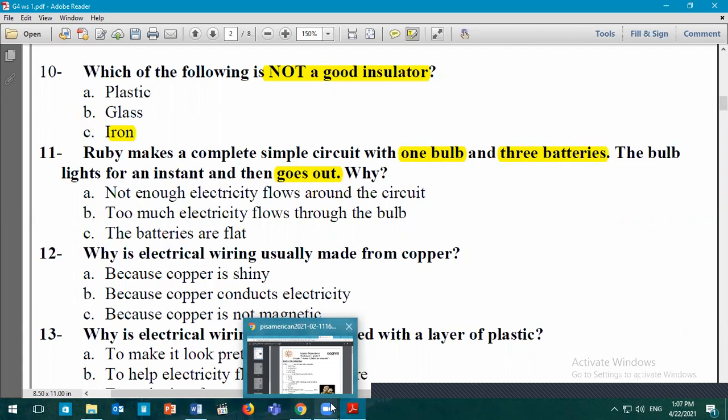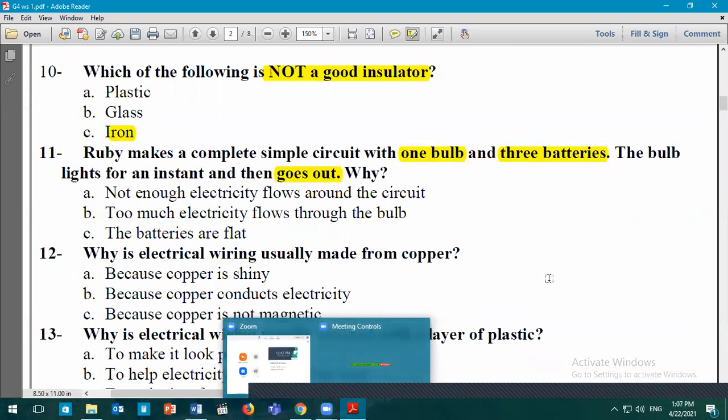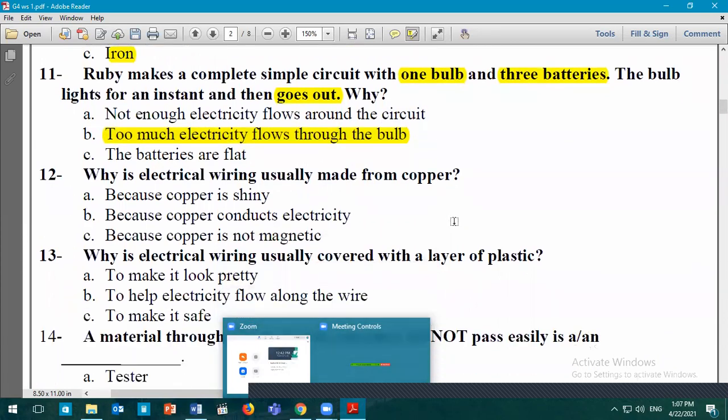What do you think? The batteries are flat? No, they are working, I think. It's not C, because the batteries are fine. It worked for an instant. It's going to be B: there is too much electricity. Yes, too much electricity led the bulb to burn out. When there is too much electricity, the bulbs will burn out.